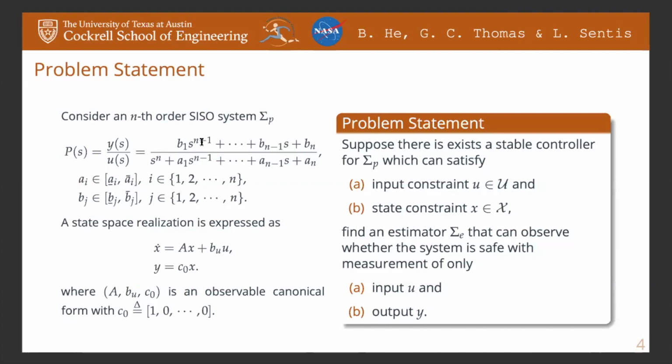There are many types of state space realization of a transfer function, but for the convenience of expression, we'll use the observable canonical form for the state space equation. If we have the safety controller design in advance, we want to find a robust estimator which verifies the safety of the system at all times using only the input and the output measurements.